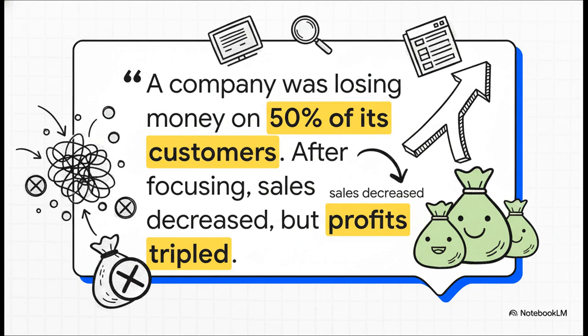And look, this isn't just some academic theory. The source material points to this incredible real-world case of a semiconductor company. They used ABC, and they found out they were losing money on half of their customers. So what did they do? They focused on the profitable relationships. And get this, their total sales actually went down, but their profits tripled. I mean, come on, that is the power of getting a clear picture.